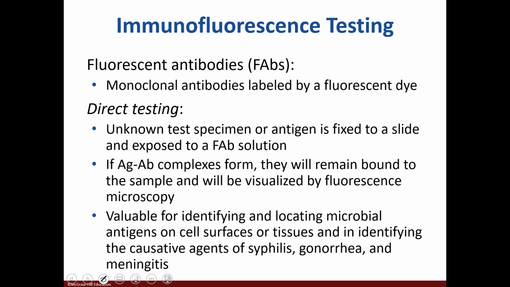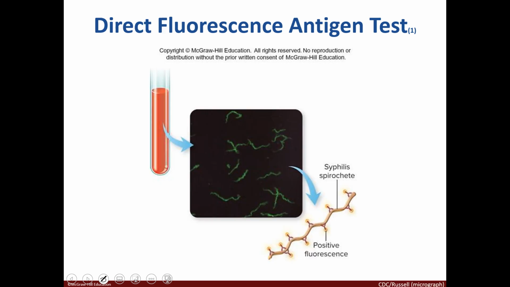Immunofluorescence testing employs the use of antibodies labeled with fluorescent dyes. In direct testing, the unknown sample is fixed to a slide with a known antibody. If the antibody is specific for the antigen in the sample, it can be visualized by fluorescence microscopy. It's useful for identifying microbes on cell surfaces and tissues, and can be used to identify Treponema pallidum, which is the causative agent of syphilis. This image shows a direct fluorescence test for the syphilis spirochete, which can be visualized by the fluorescence.